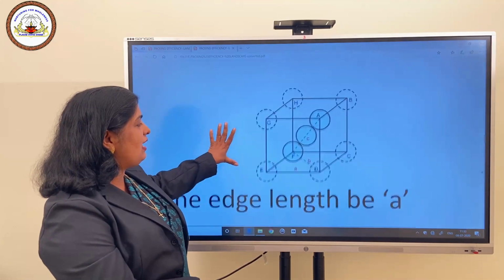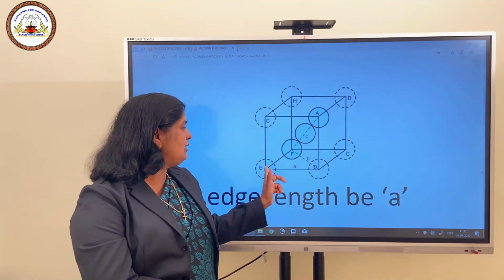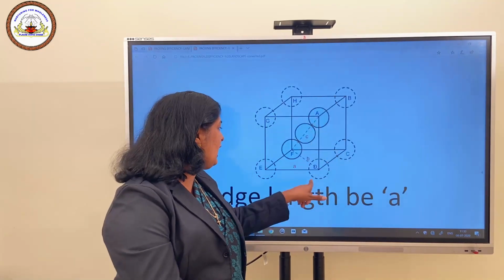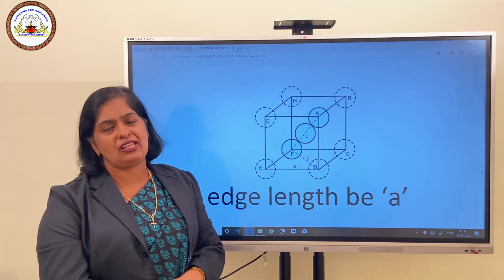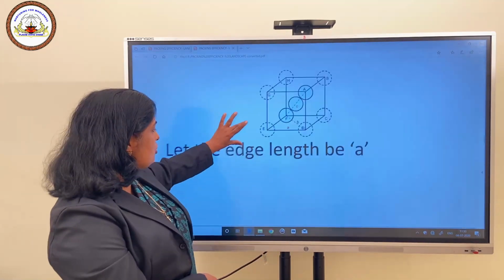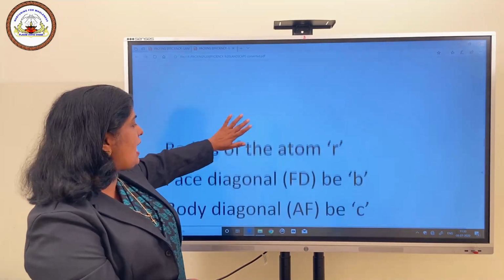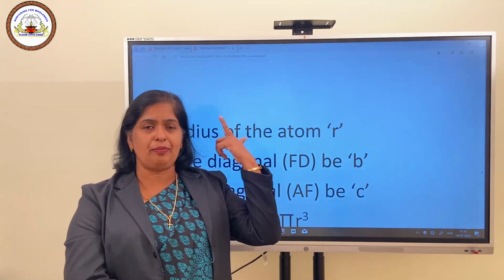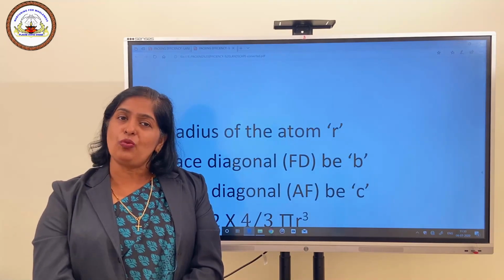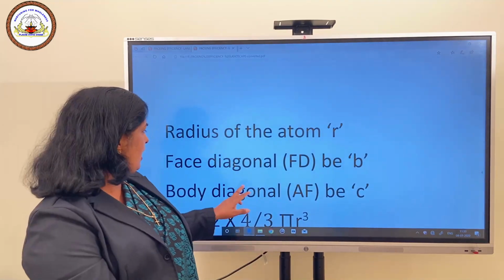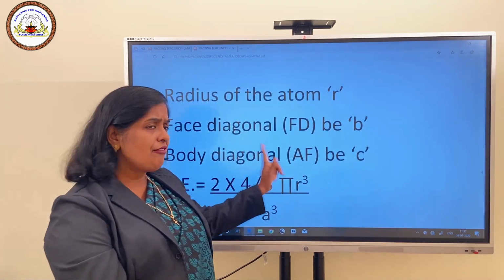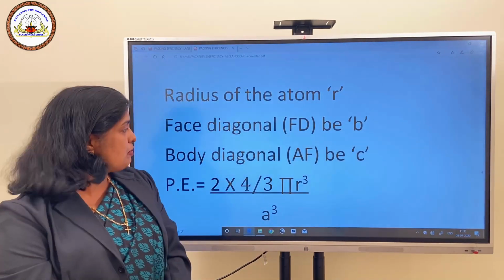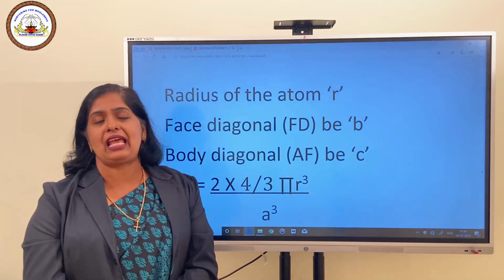Edge length is only these distances like ED or DC or AD. These are edge lengths. And here also it is given, the radius of the atom is r. In the previous case of CCP also we have seen this. Now here we have to consider 2 diagonals: the face diagonal, which is given as small letter b, and the body diagonal, which is given as c.